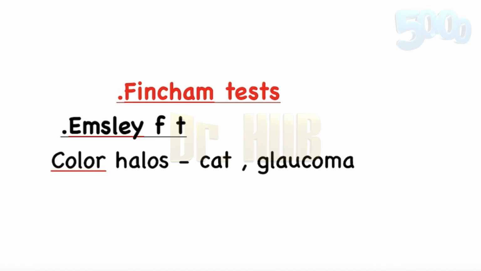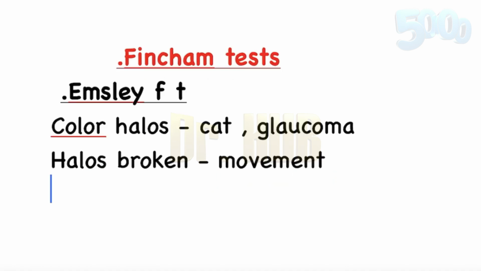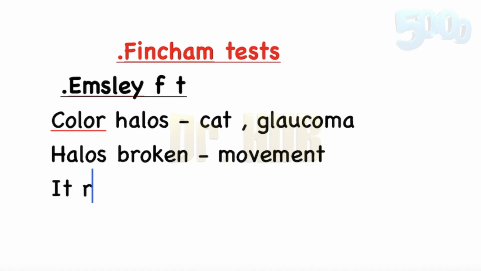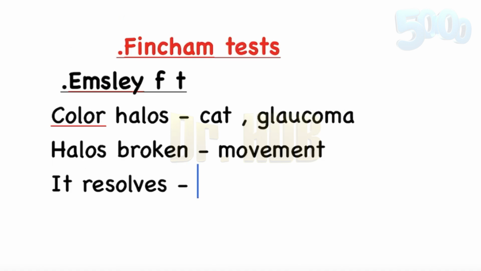Next, the halos are broken into segments which resolve as the slit moves. So the halos appear broken as there is movement, and they resolve when the slit moves. On movement, it resolves. In this case, it is known as the lenticular halo.